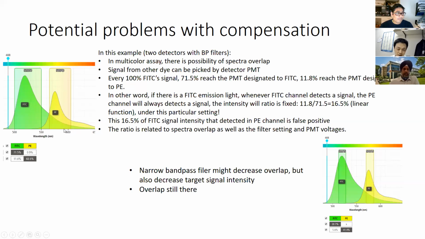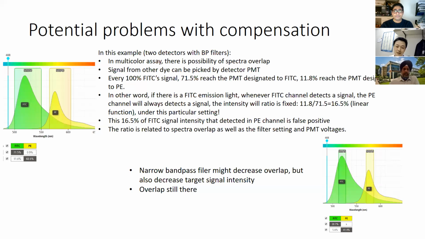So let's first assume there is no PE at all. Only FITC light goes through. Both detectors will get signals. The FITC detector gets signal from this 71.5% of the FITC light. The PE detector also gets some signal from the 11.8% of the FITC light.